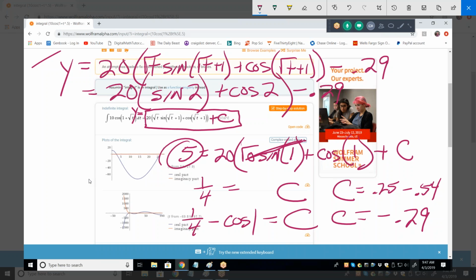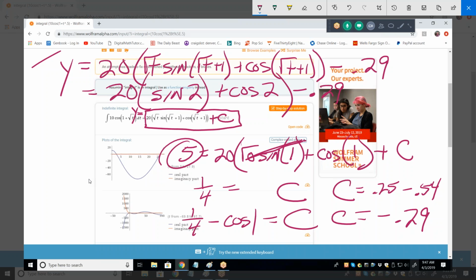Mm-hmm. So why can't we take the integral from 0 to 1 of 10 cosine 1 plus root t and then add 5 to it? Because that's the initial y value. Because the initial y value isn't c. In other words, we got c from doing an indefinite integral. Right. And then we have an initial condition that we know y is 5 when t is 0.